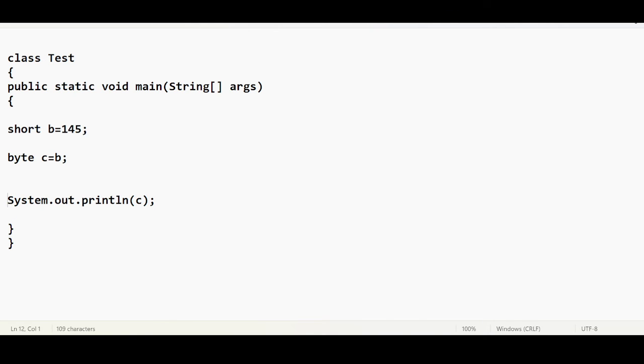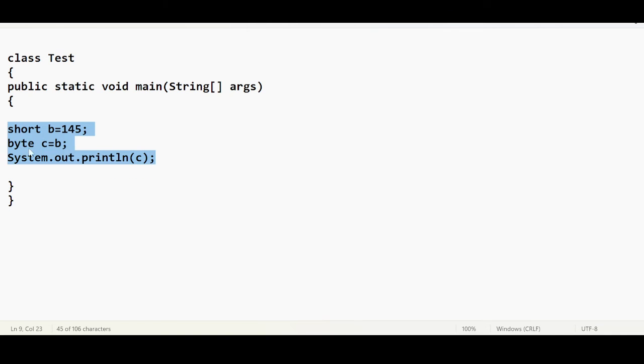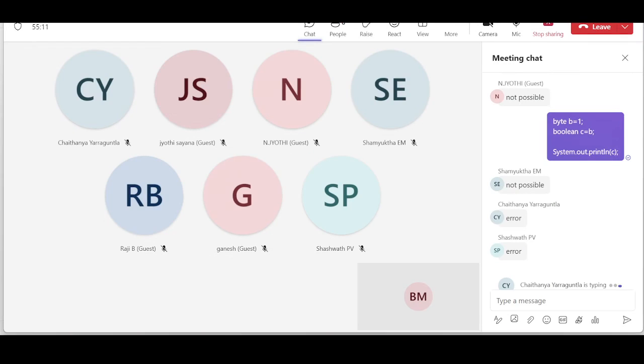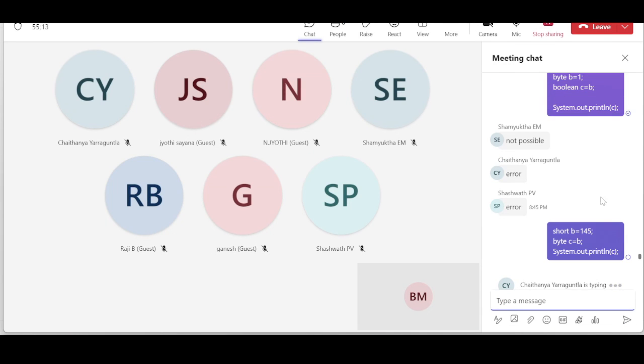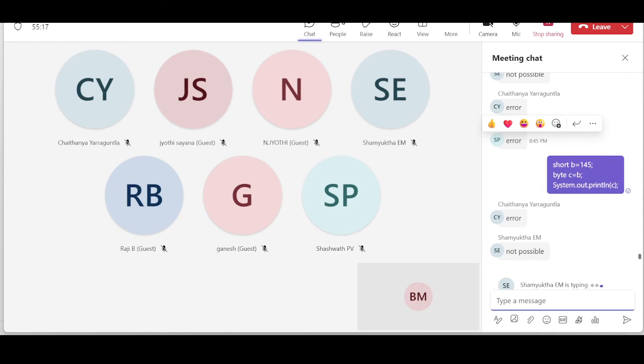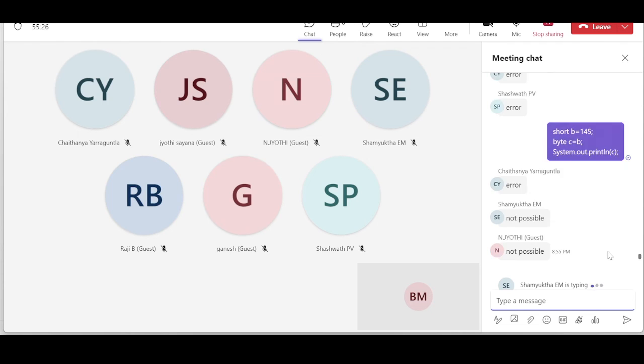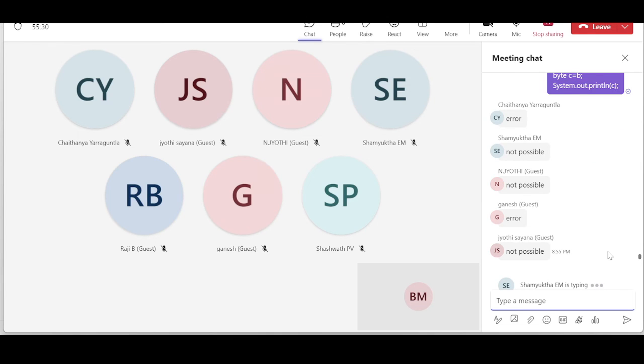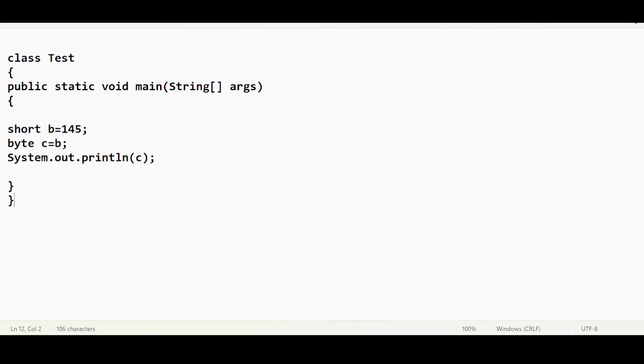So possible or not possible? Do we get a compile time error, or is it possible? No. Here it is not possible. Samyukta, Raji, Jyoti, Chaitanya said not possible. Not possible. So it is not possible, guys. Yes, it is not possible.